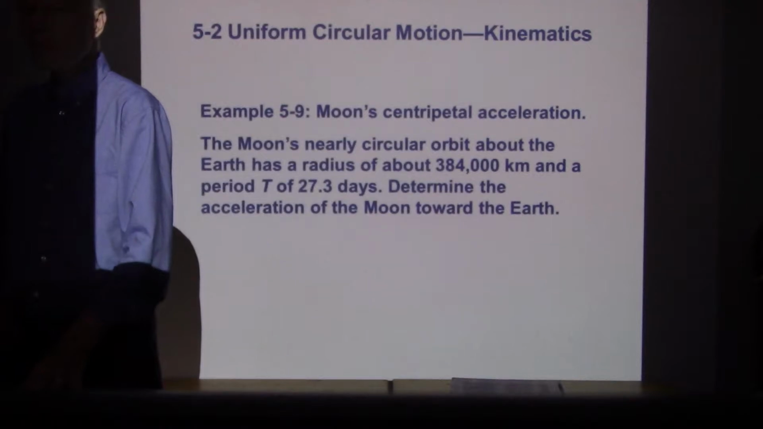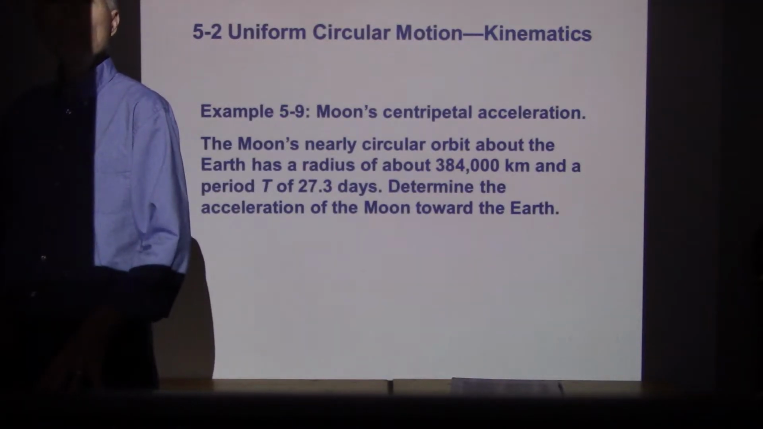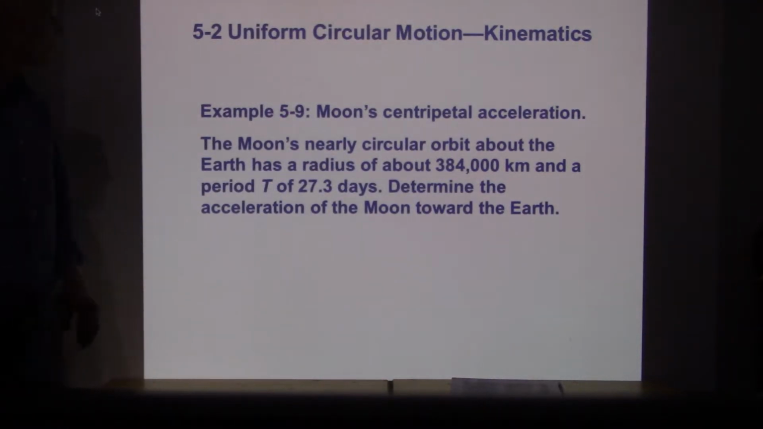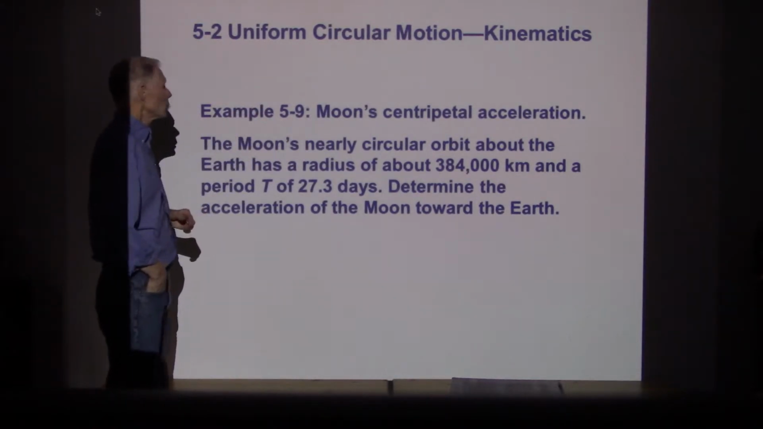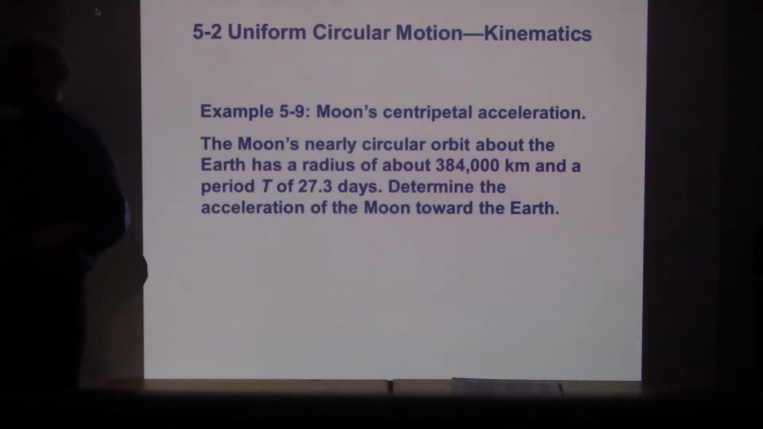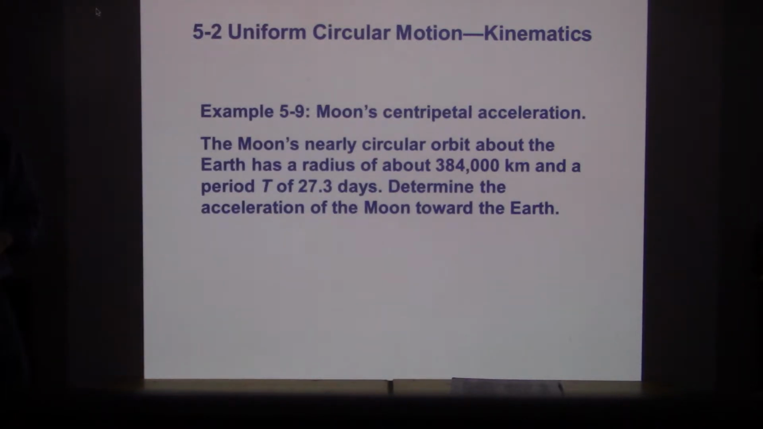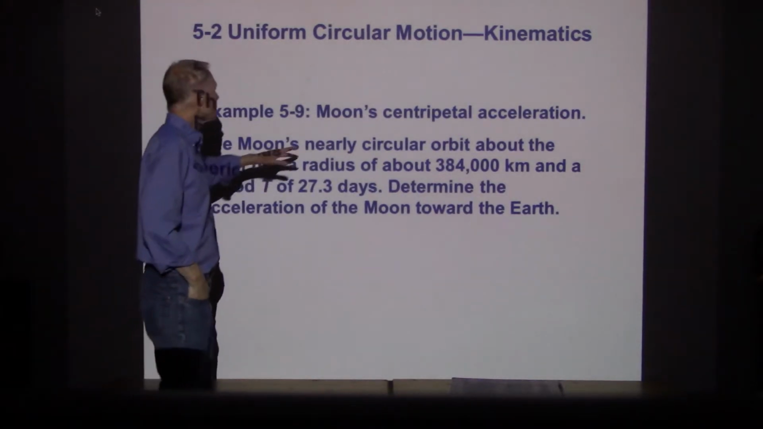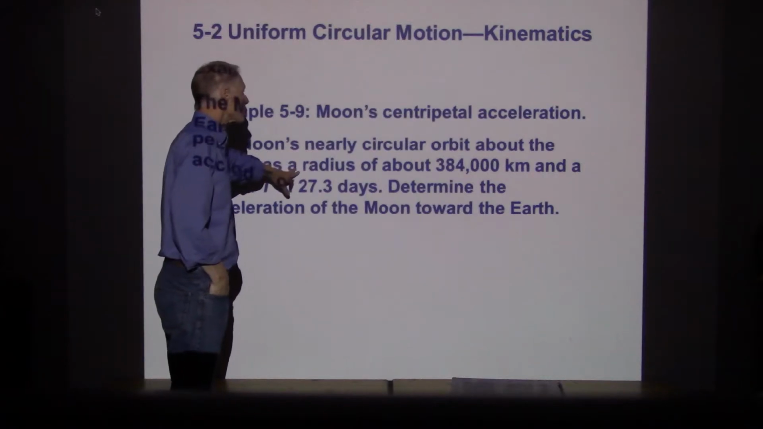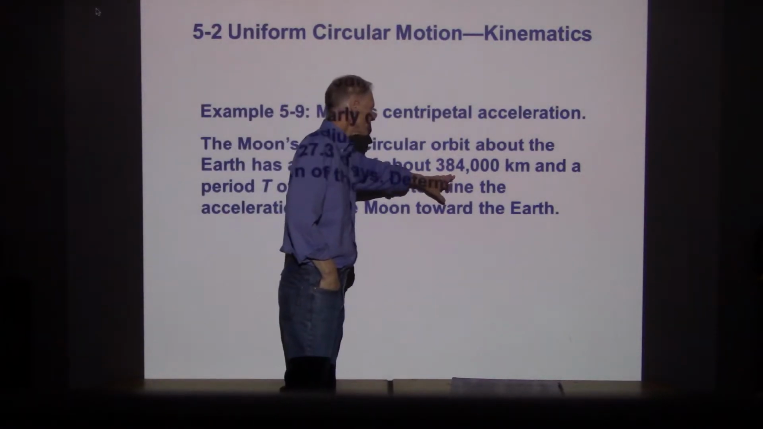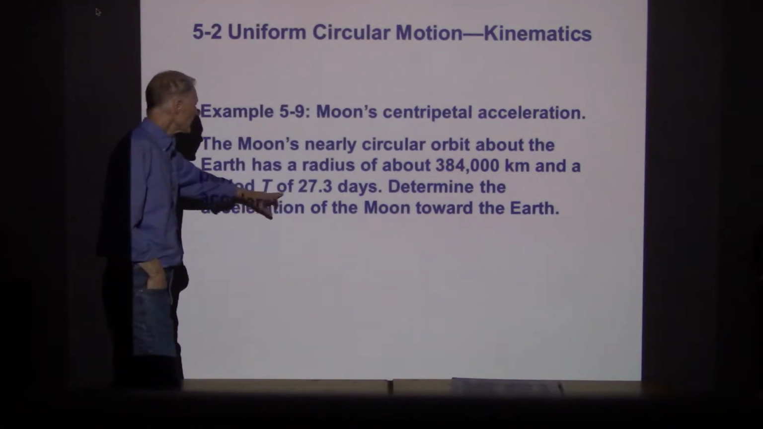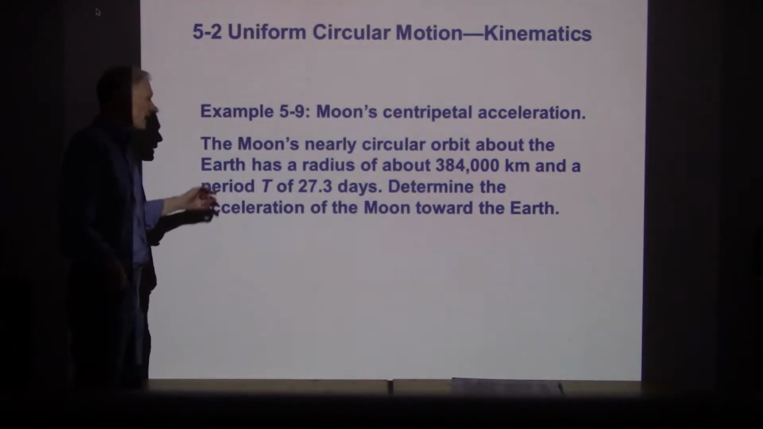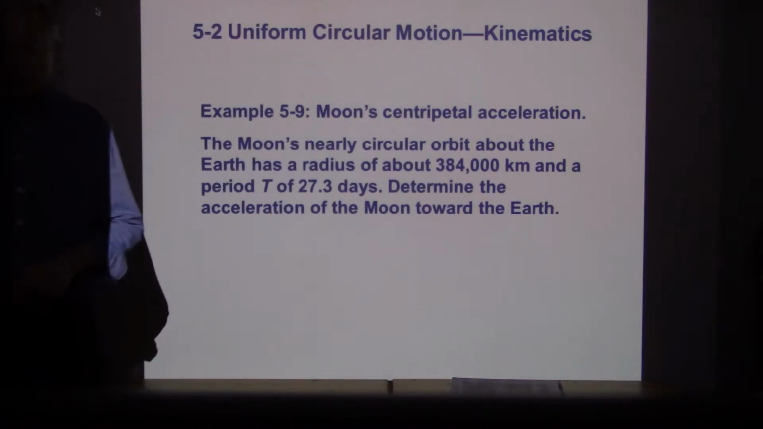Okay, what about this one? This is a little more spread out. This is the moon's centripetal acceleration. So it says that the moon has an orbit. It's almost circular. We can treat it as very closely approximating uniform circular motion. Now the radius, this time, is 384,000 kilometers. And it's a period of 27.3 days. Let's find out what the acceleration is.